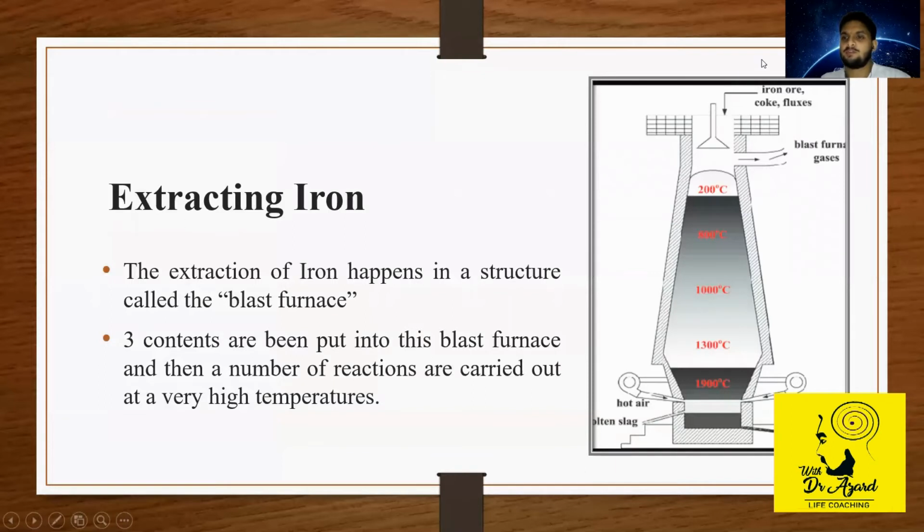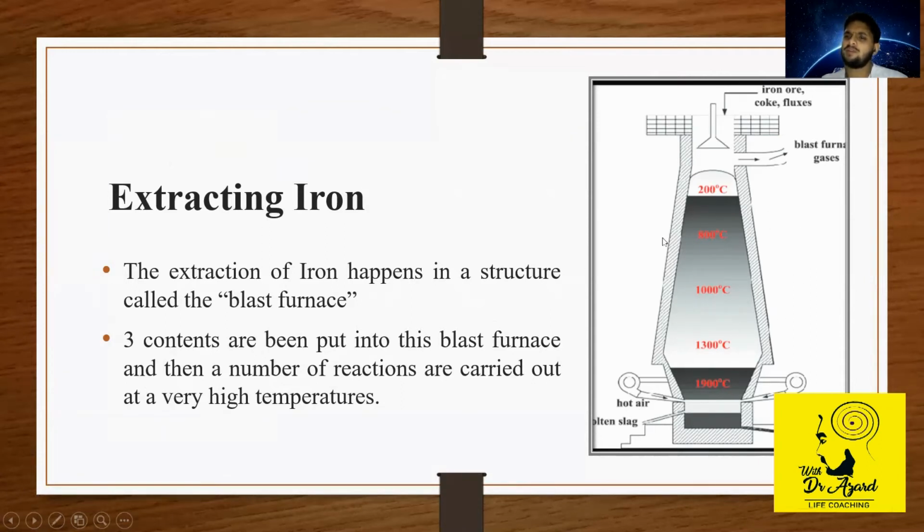This is one of the most important things that we will learn: extracting iron. I told you that we will learn in detail about two extraction methods, extraction of iron and extraction of aluminium. So here we go, extraction of iron. That's the first part. This extraction of iron happens in a structure called the blast furnace. This is a very big structure. This is the drawing of the structure; you will find this in your textbook also. This happens at very high temperature, usually varying from 200 to 1900.